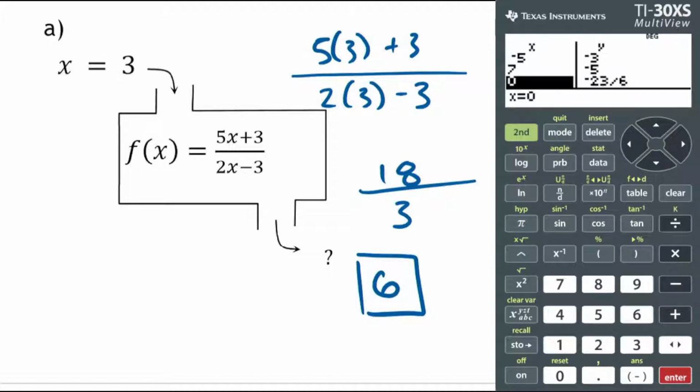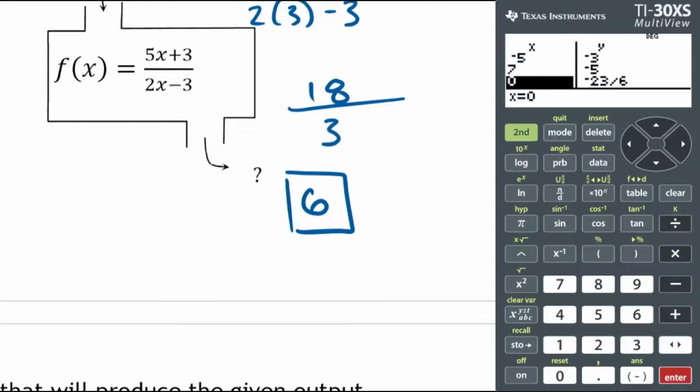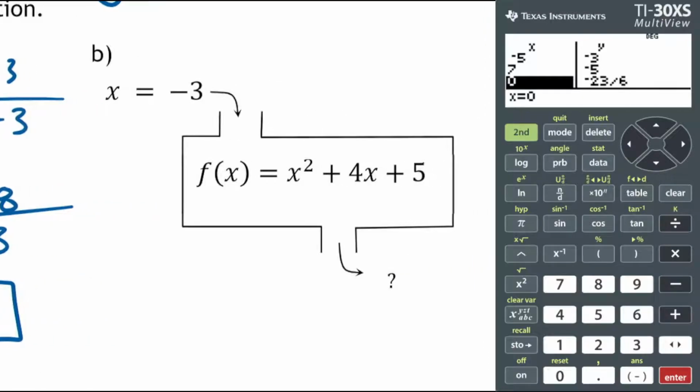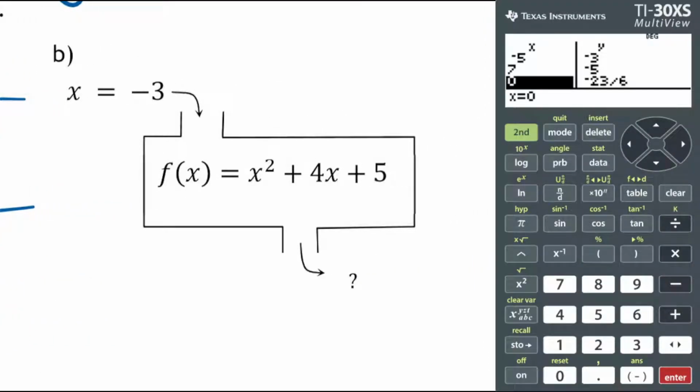So we can write this a lot of different ways, but definitely one way we can do is write that f of 3 is 6. When you give it 3, it gives you 6. The next question is similar. You have to be careful here. I always stress using these parentheses.